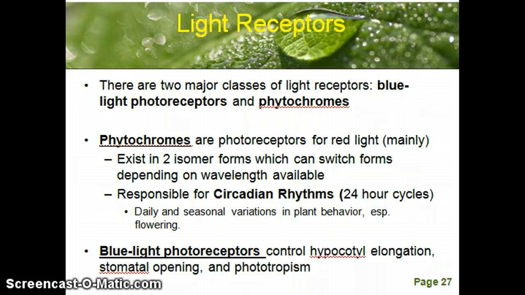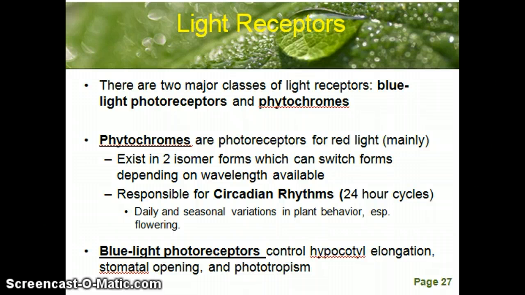And phytochromes are responsible for the circadian rhythms, which are the 24-hour cycles that plants use. And these really control some of the daily variations that occur in plant behavior and also seasonal variations such as flowering. So plants are going to want to flower at the same time so that there can be cross-pollination occurring. And so part of what's going to help that to occur is phytochrome action.